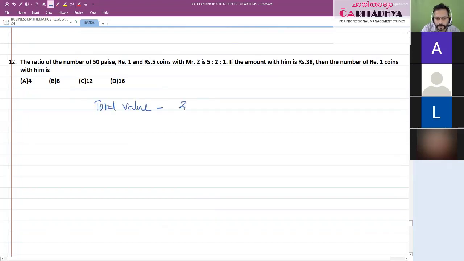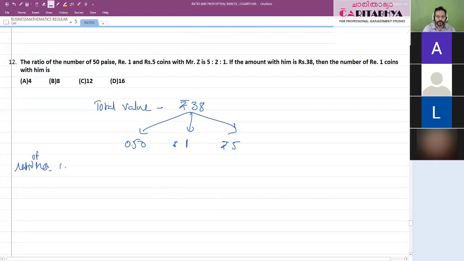Total value in his hand is rupees 38. So which formula applies? There are 50 paise, rupee 1 and rupee 5 coins. The ratio of the number of coins is 5:2:1. So he has 5x 50 paise coins, 2x rupee 1 coins, and x rupee 5 coins. What will the equation be? 5x into 0.50 plus 2x into 1 plus x into 5 equal to 38.